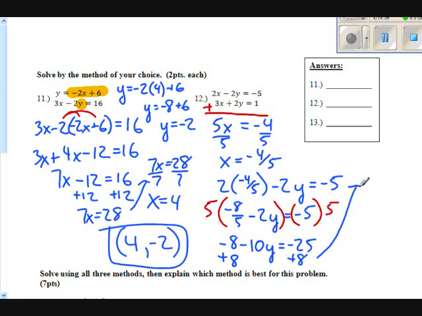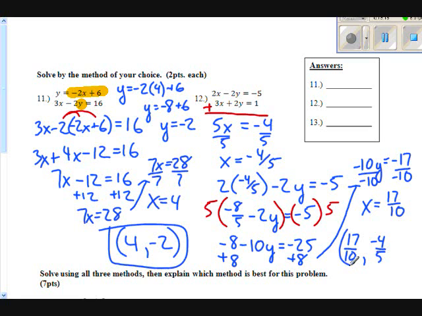So that's going to give me negative 10y equals negative 17. Now I've got to divide each side by negative 10, and I find out that x equals 17 over 10, a positive 17 over 10. So my ordered pair here is 17 over 10, comma, negative 4/5. Hooray!